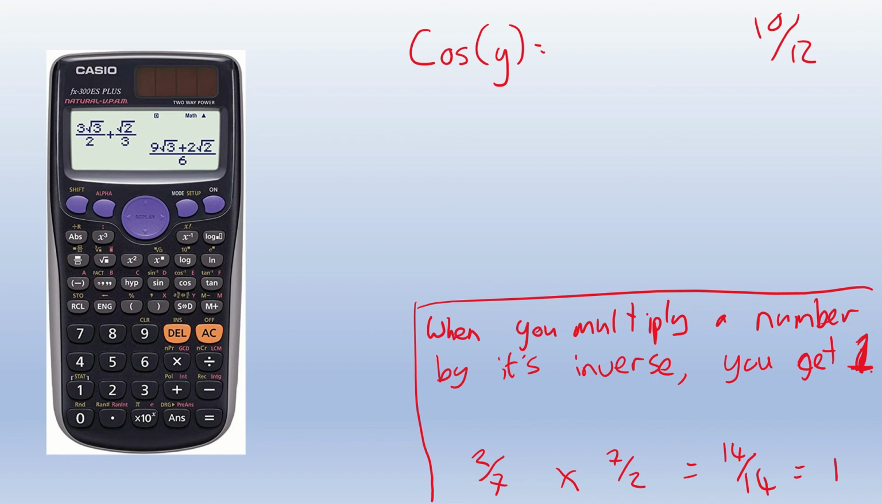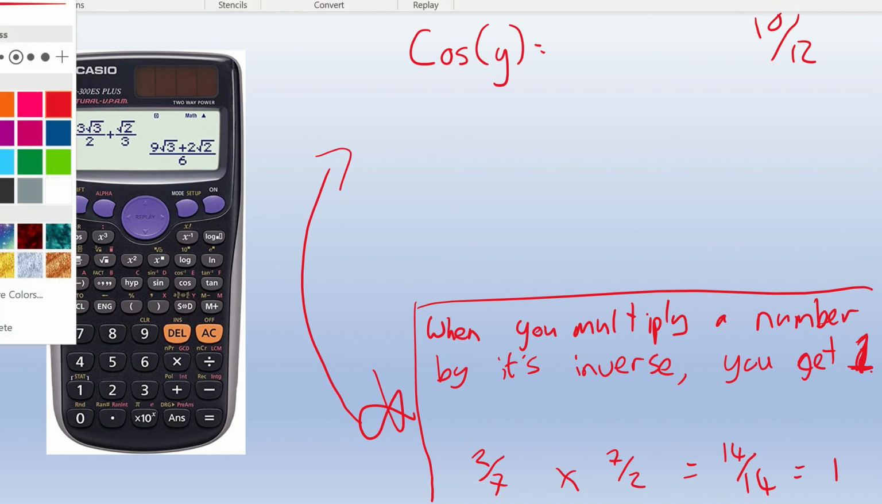Okay, now we're going to take that logic and apply it up here. Because remember, we want to get y out of there. We don't want it to be attached to the cos here. We want to get just y on its own. So I'm just going to get a different colored pen here just to show you exactly what I'm doing.